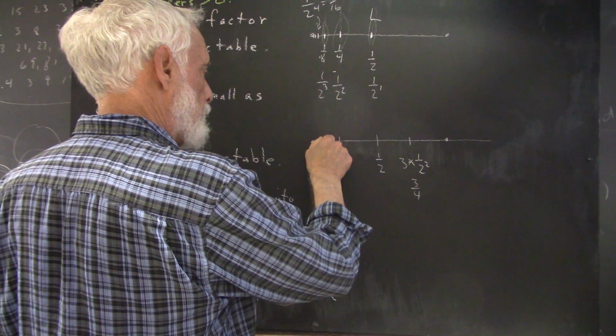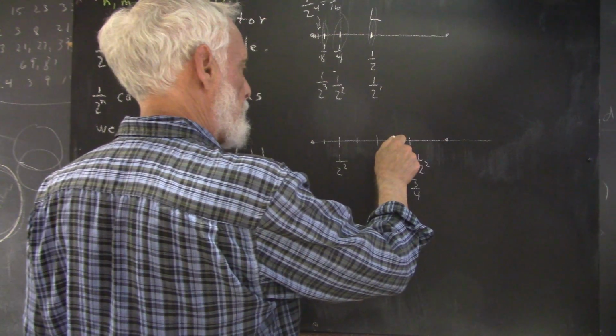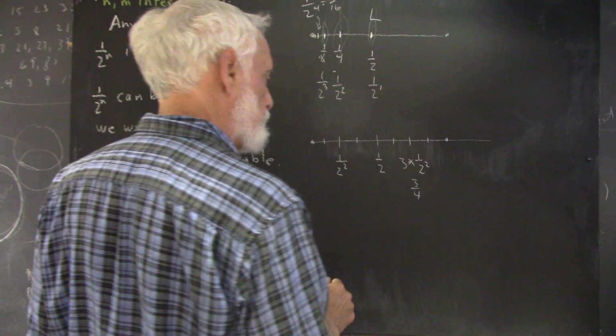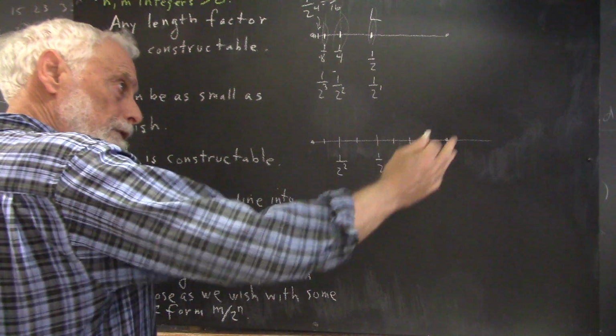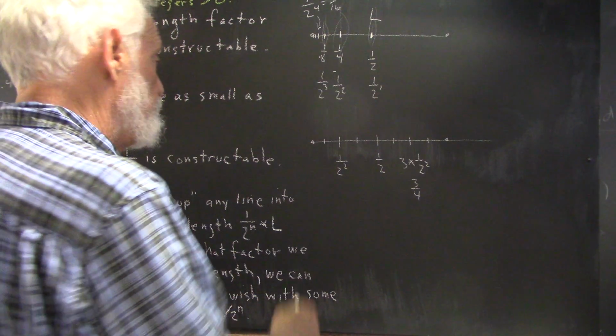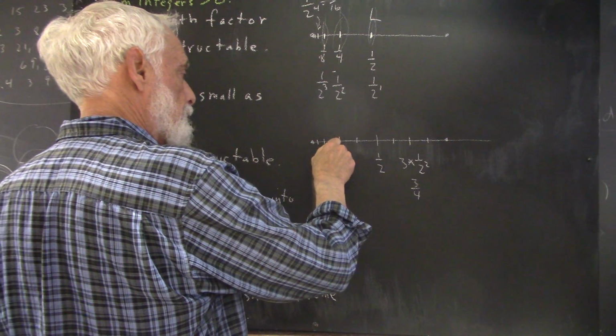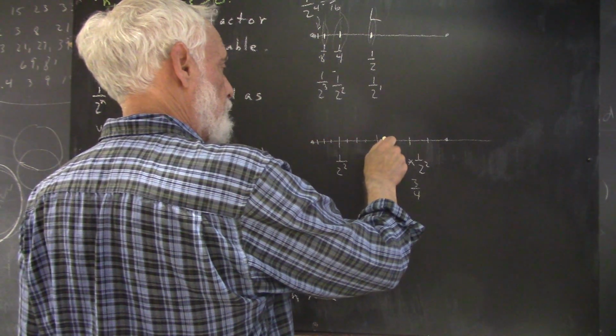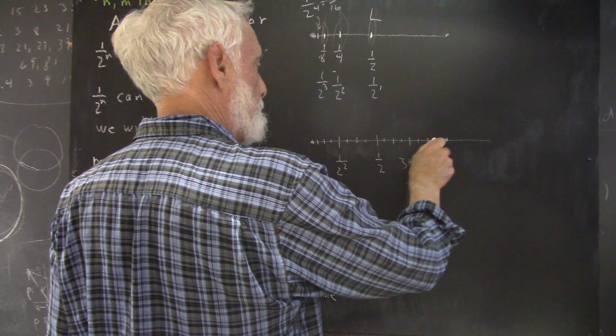And then I can divide this into eighths and get all multiples of 1/8. Then I can divide into sixteenths and get all the multiples of 1/16.